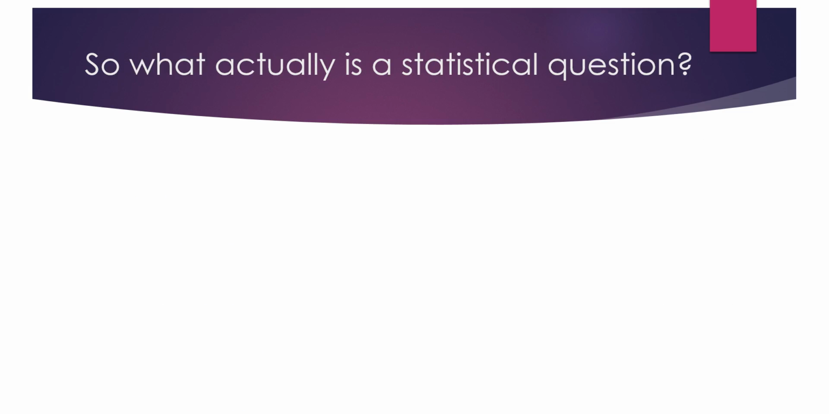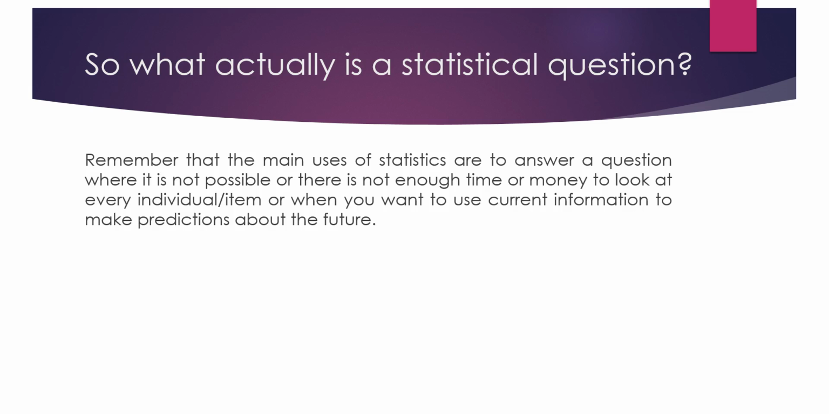So what actually is a statistical question? This lecture has said a few times that statistics is used when there isn't an obvious answer to a question. Sometimes it's not possible, or there's not enough time or money to look at every individual item. So if we wanted to summarize the state of the bridges in the United States, we couldn't go and look at every single bridge. Eventually that should be done at least at a state level. But there's not enough time or money to go evaluate every single bridge. So we would want to randomly select them to just look at a few of them.